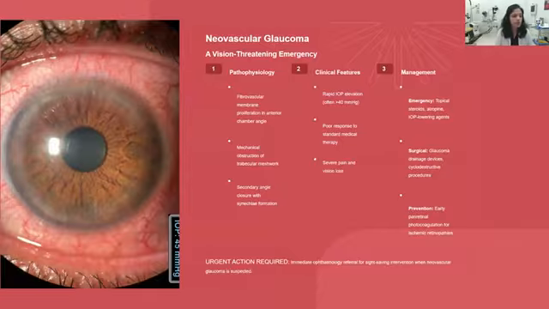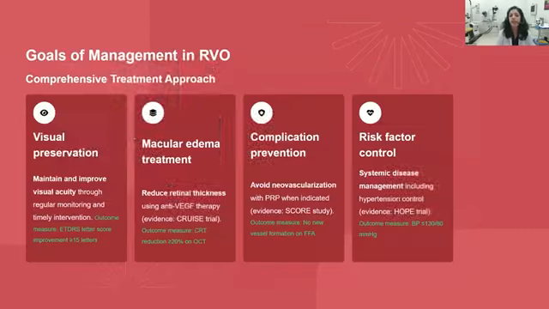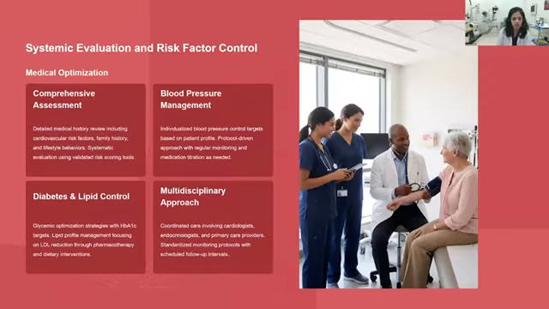So goals of management in RVO are, one, visual preservation, that is maintain and improve the visual acuity through regular monitoring, macular edema treatment, complication prevention, that is avoid neovascularization, and risk factor control, that is systemic disease management, including hypertension control. So systemic evaluation and risk factor control: a comprehensive assessment should be done to make sure you're ruling out any systemic risk factors. Of course, managing blood pressure, diabetes, lipids, and a multidisciplinary approach should be done with the ophthalmologist, cardiologist, endocrinologist, and all the primary care providers to make sure we are following standardized monitoring protocols with scheduled follow-up intervals.